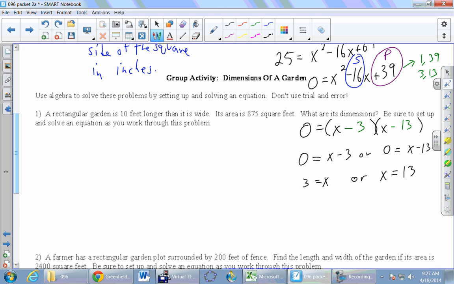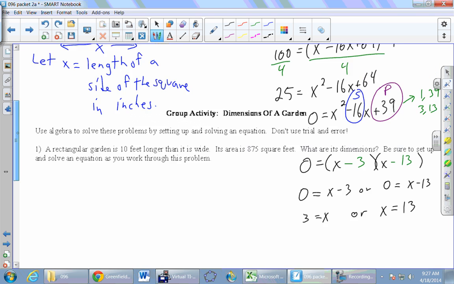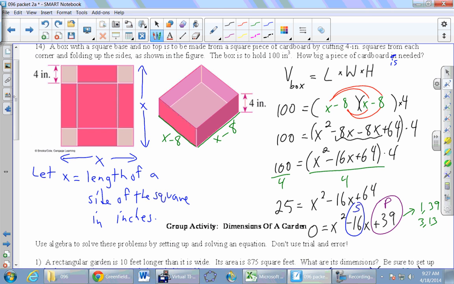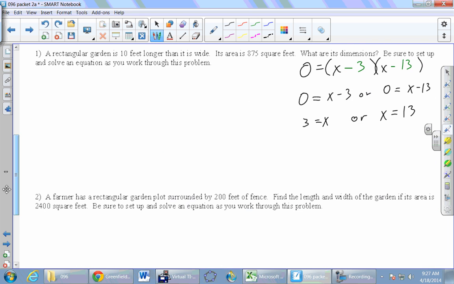So even though mathematically, if you plug x equals 3 into this equation with the 100, it's going to give you something that's true. X equals 3 works in that equation. It doesn't make any sense in the scheme of this problem. So we have to reject x equals 3, just too small. Does x equals 13 work?